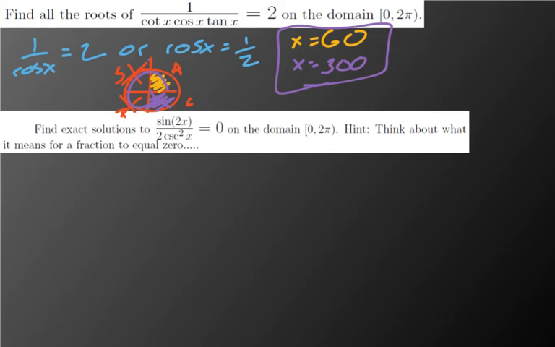For this one, it says find the exact solutions to sine 2x over 2 cosecant squared x equals 0 on one lap again. And so here I'm saying, this one seems pretty scary looking. You got double angle in there and stuff. But if you just think about what it means for a fraction to equal 0, it's really not too bad. Like if this fraction equals 0, that's only going to happen if the top of the fraction equals 0, right? So sine 2x needs to equal 0.